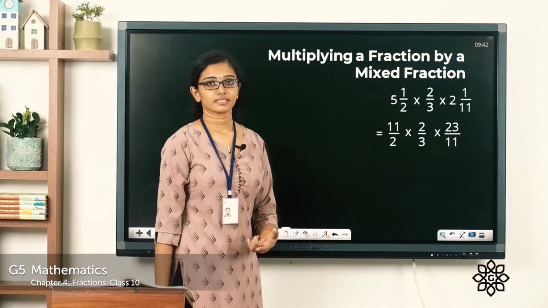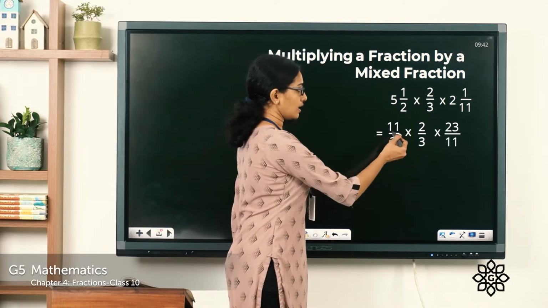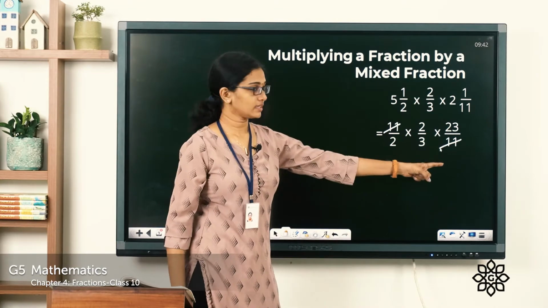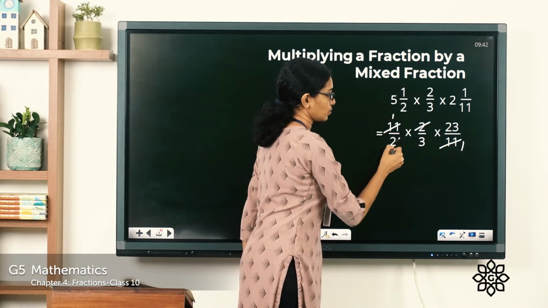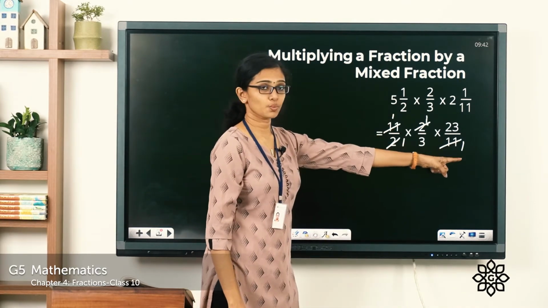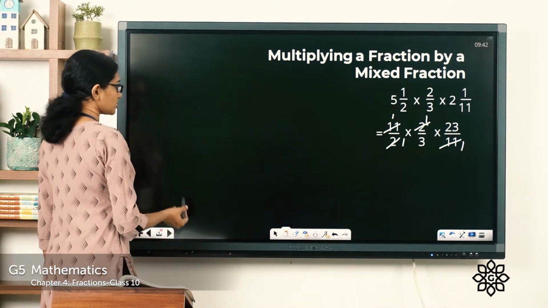So we have converted the mixed fractions to the corresponding improper fractions. Now what is the next step? You have to cancel out the possible common factors. So you have 11 here and 11 here. You can cancel out the 11s. And you have 2 here and 2 here. 2 divided by 2 is 1. 11 by 11 is 1. So you have cancelled the possible common factors.